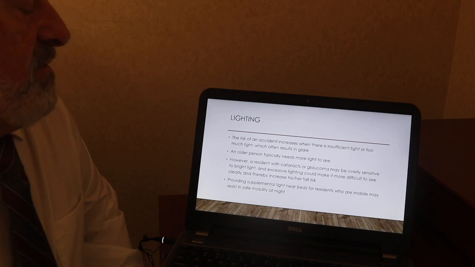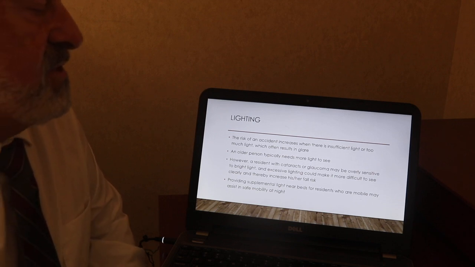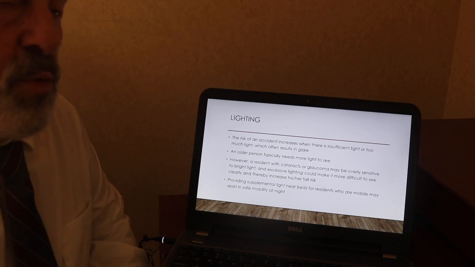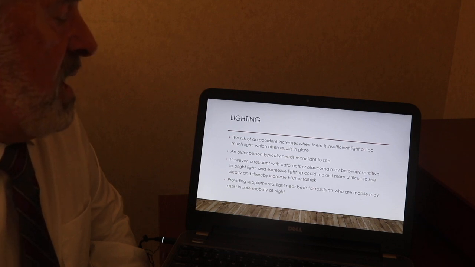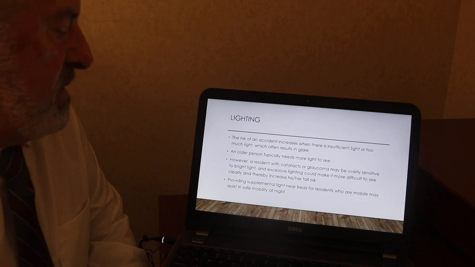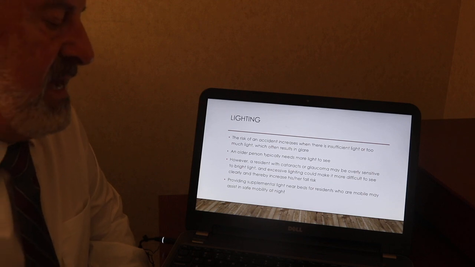Lighting. The risk of an accident increases when there is insufficient light or too much light, which often results in glare. An older person typically needs more light to see. However, a resident with cataracts or glaucoma may be overly sensitive to bright light, and excessive lighting could make it more difficult to see clearly and thereby increase his or her fall risk. Providing supplemental light near beds for residents who are mobile may assist in safe mobility at night.